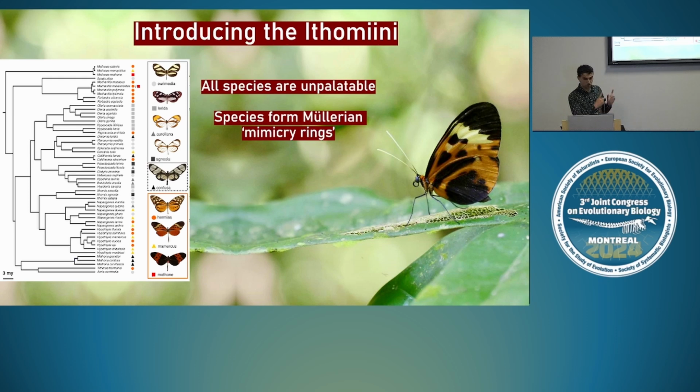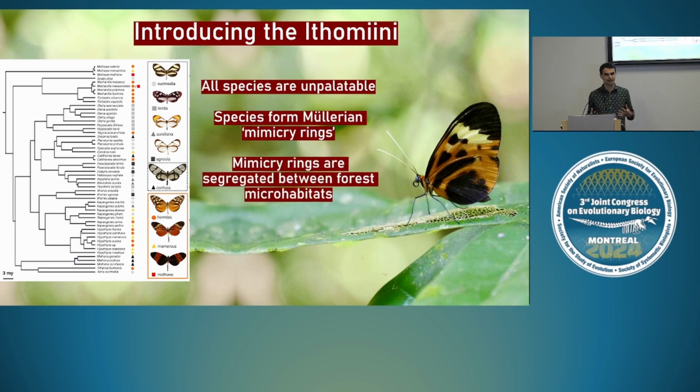So this phylogeny on the left here contains all the species from our study site in eastern Ecuador. And as you can see, within a single community, there are these 8 different mimicry patterns, mimicry rings. And these are able to coexist because we know that they are segregated between different forest microhabitats. And that's driven by the ecological segregation of their predators, things like birds.